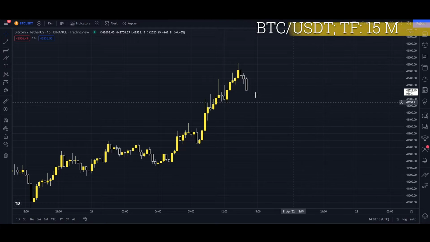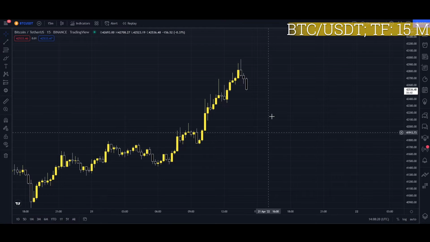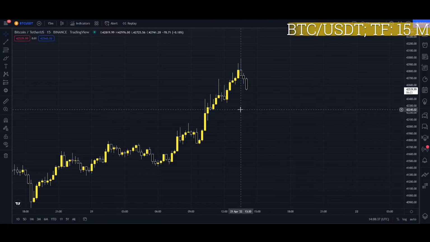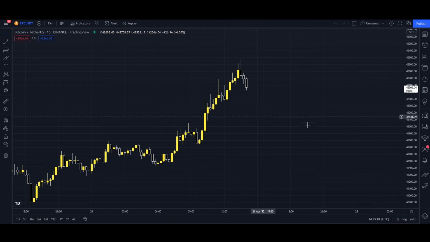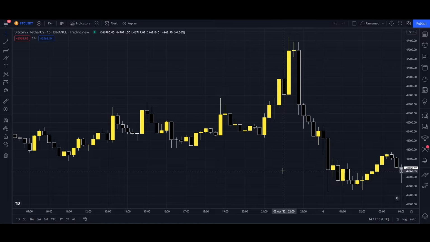Okay, we have BTC USDT 15 minutes time frame. Guys, as always, choosing the asset and the time frame is totally up to you. But remember that the higher the time frame, the more accurate analysis. Now, let me show you how to open a long position using an ascending triangle. Okay guys, here we go.